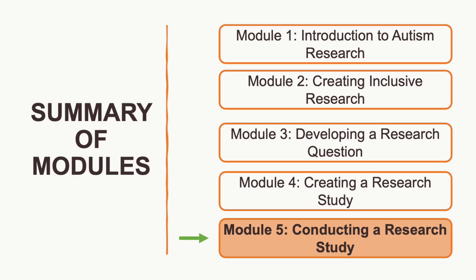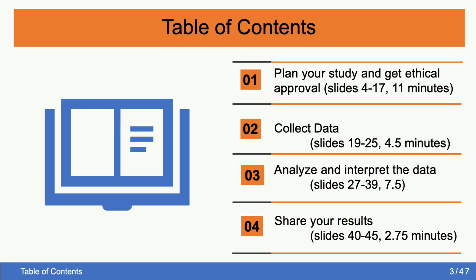In the previous modules, we discussed what research is, how to create inclusive autism research, and how to develop a research study. In this module, we'll talk about the process of conducting a research study. There are 4 basic steps to conducting this study. We'll discuss each of these steps in this module.